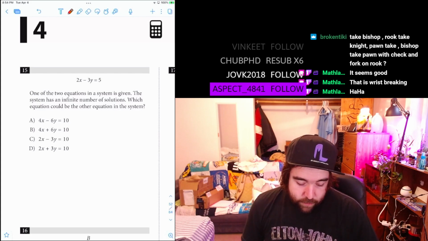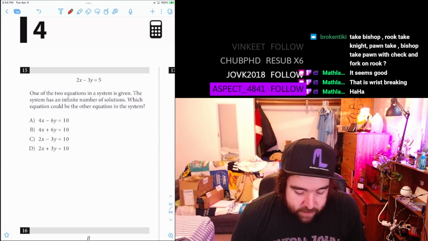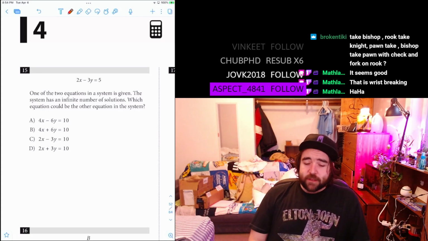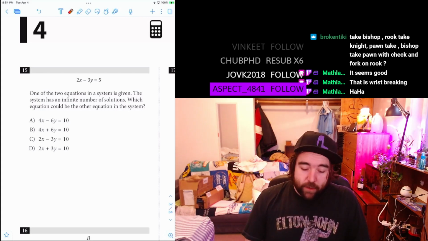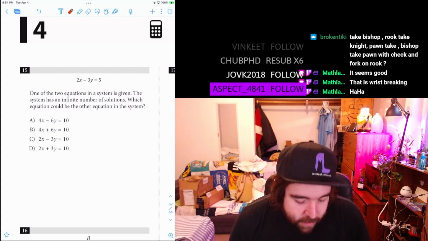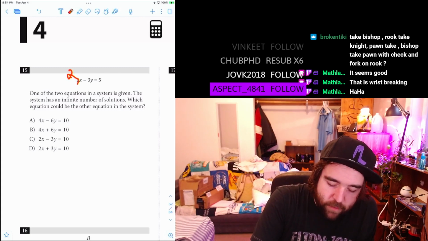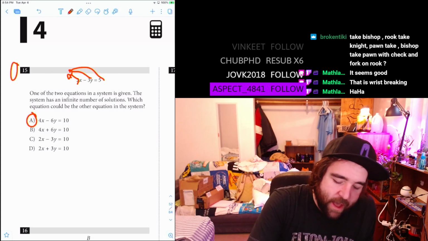All right, one of the two equations in a system is given. The system has infinite solutions. So that's just like the very first problem we did today. If it's got infinite solutions, that means they're the same equation. We're really just looking for the same equation. So it looks like they're multiplying everything by 2. So you get 4x minus 6y equals 10. And that would be the same equation.